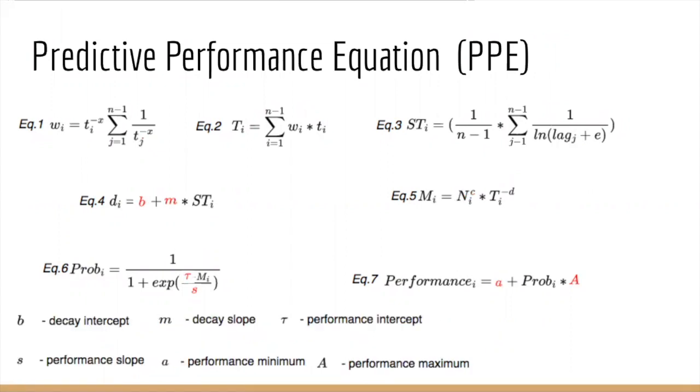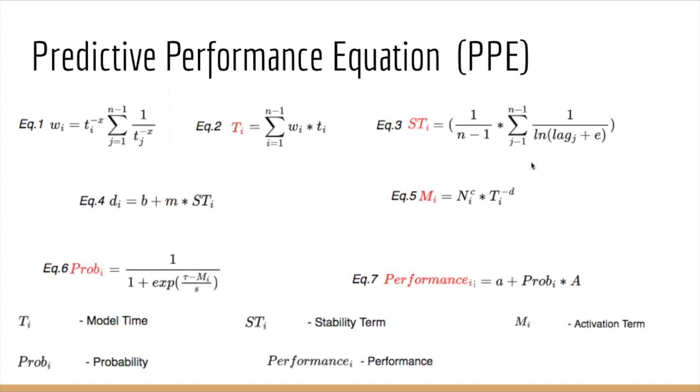PPE has 6 free parameters: b and m in equation 4, representing the decay intercept and slope; tau and s in equation 6, representing the performance intercept and slope; and uppercase and lowercase a in equation 7, representing the minimum and maximum performance value. With these free and fixed parameters, we can compute the different terms within the PPE: T, model time; ST, stability term; M, activation, probability, and performance.